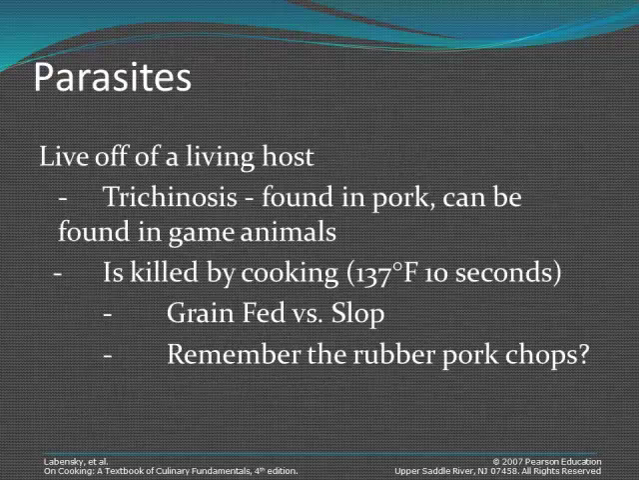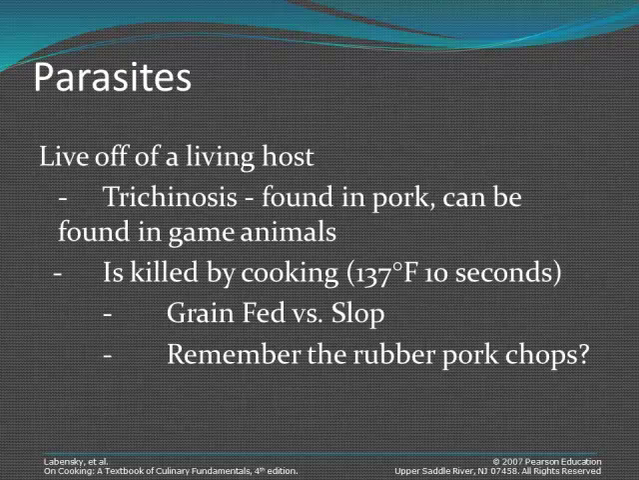So we finished discussing bacteria. Now we're going to talk about parasites, which are also a living organism, but they live off of a living host. For instance, trichinosis, which is often found in pig or pork. And it also is found in game animals, like if you were to have wild boar, bear, and even some venison or deer, elk, moose, and so forth.